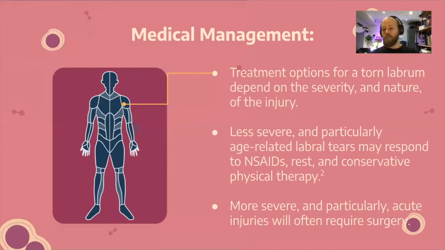As far as medical management, there's a number of treatment options, and they really do depend on the conditions of the tear itself, so the severity, the population you're talking about in terms of both age and activity levels. Less severe tears, particularly age-related labral tears, respond quite well to NSAIDs, so non-steroidal anti-inflammatory drugs, rest, and conservative physical therapy. That tends to be a pretty stable outcome for a lot of people.